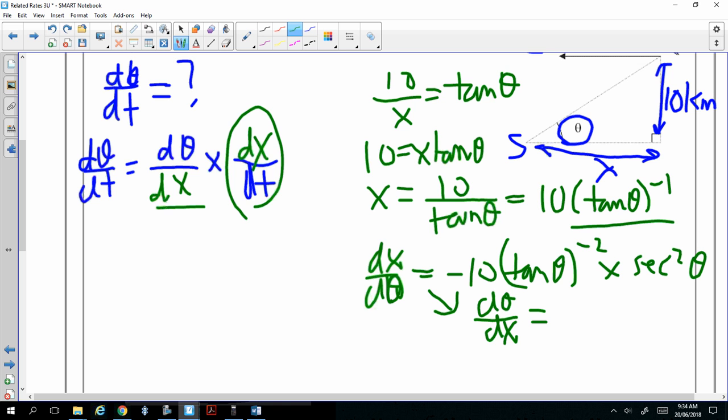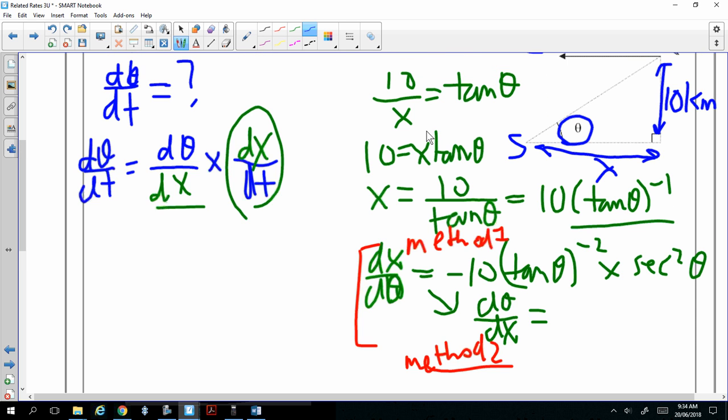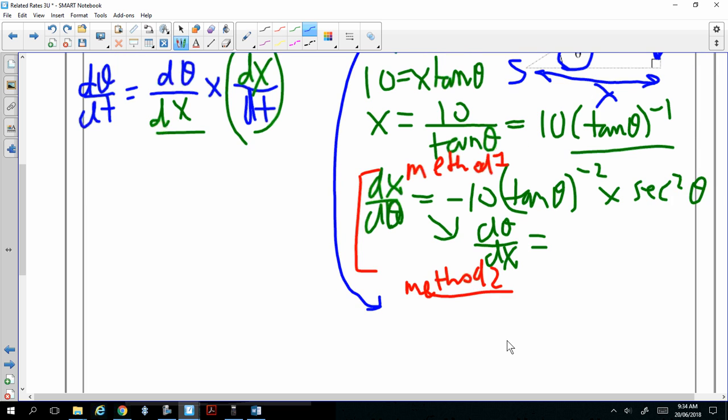So maybe we can start from this equation, make theta the subject, which is theta equal to tan inverse of 10 over x. We know how to differentiate inverse functions, isn't it? We just learned that in the last topic, and find dθ/dx straight away. Let's do that. That will be more useful because I know what x is. x is 3 kilometers from the station.